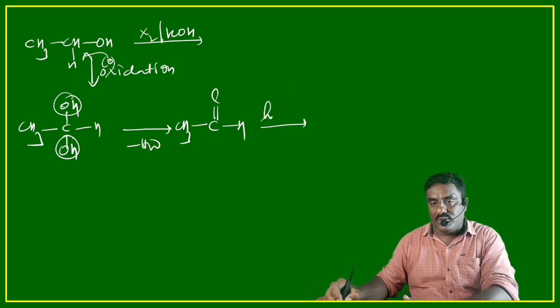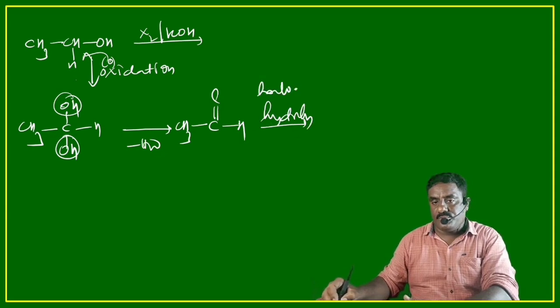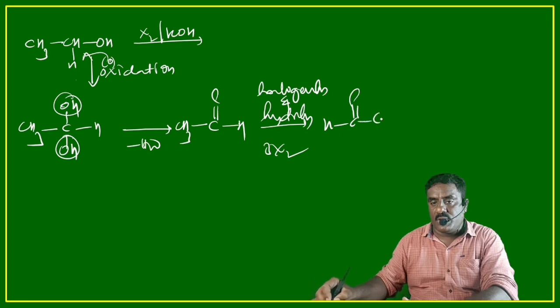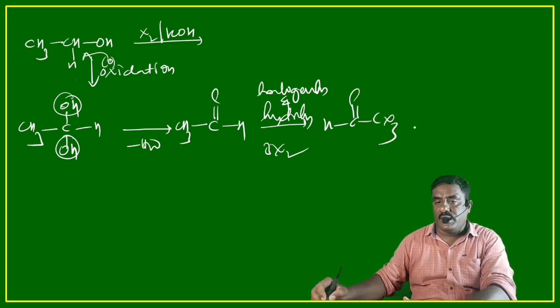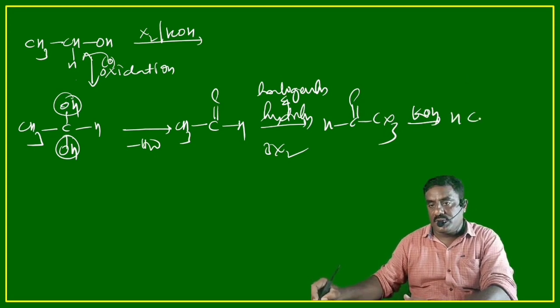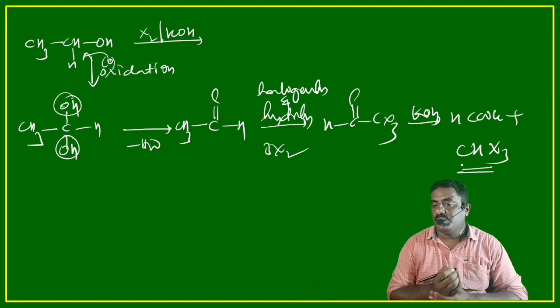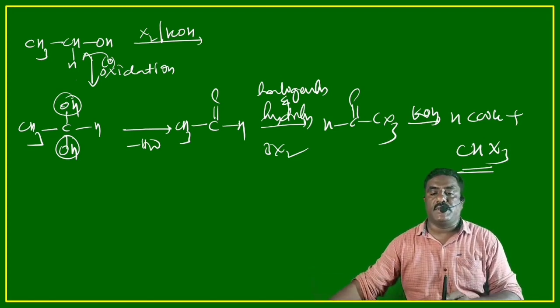Then halogenation and hydrolysis. What happens in the presence of halogen? It converts to CX3CHO. Again, it is treated with potassium hydroxide. It converts to HCOOK plus CHX3. This is a haloform reaction.